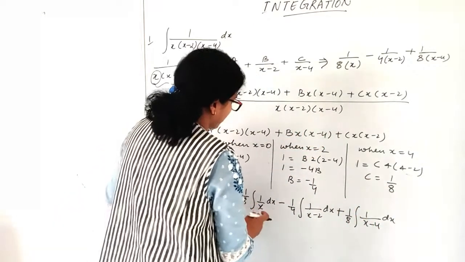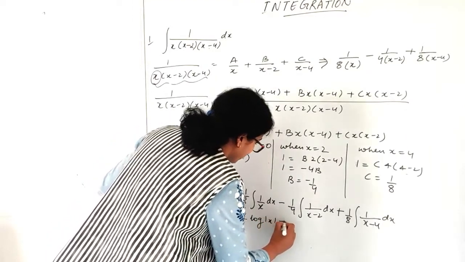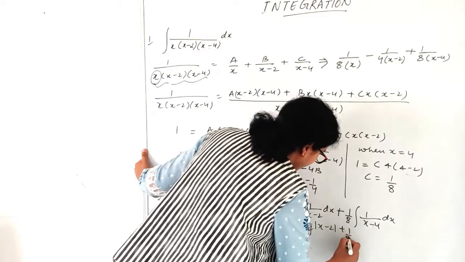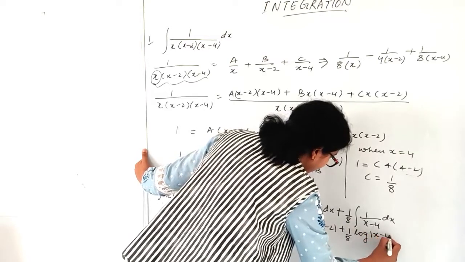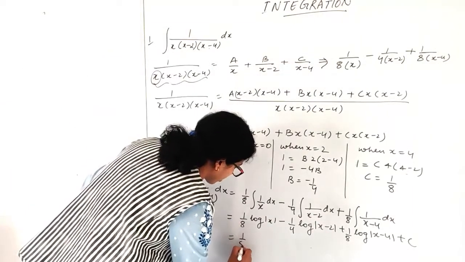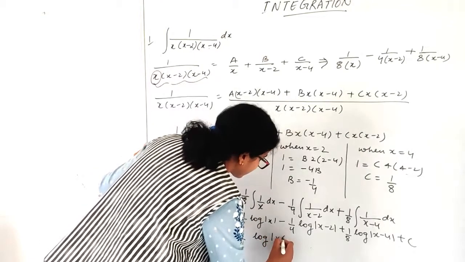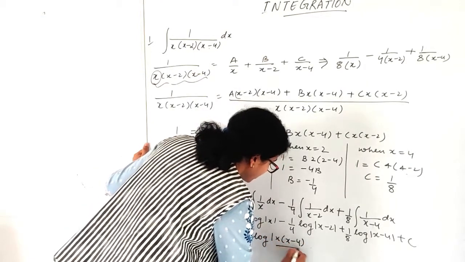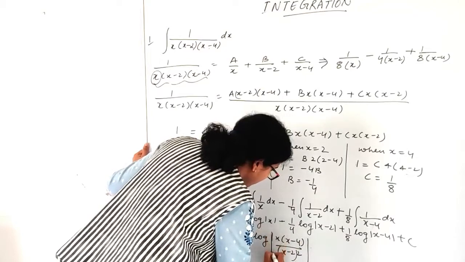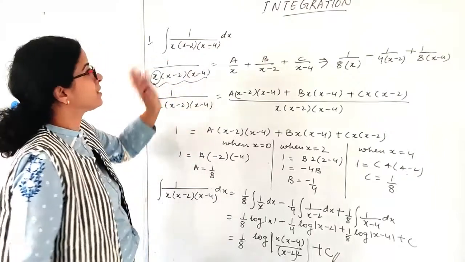So the integration of 1 upon x is log x. Directly we can write. See, the integration became so easy. Okay. Using the log property, you take out 1 by 8 common. Log x minus 4. Since minus is here, it will become x minus 2 whole square, done, plus c over. So this is the required answer for this integral.